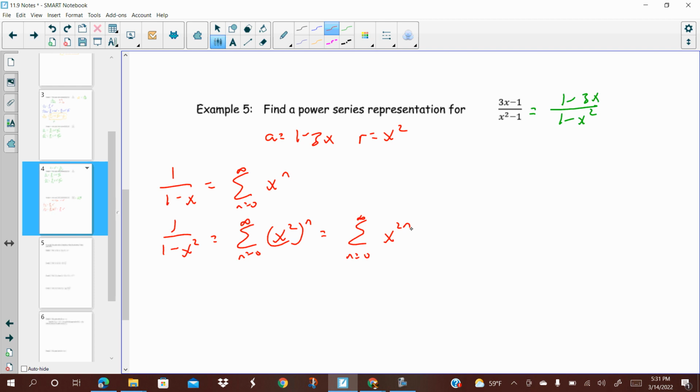Then the only other thing we have to do is multiply it by our numerator, which is 1 minus 3x. So we'll have a 1 minus 3x on top. And now we have to multiply this thing by 1 minus 3x. And again, that technically is your sum. It just isn't going to usually be left like that. So we'll distribute the x to the 2n. So we're going to get the sum of x to the 2n minus, let's see, multiplying 3x times x to the 2n will be x to the 2n plus 1.